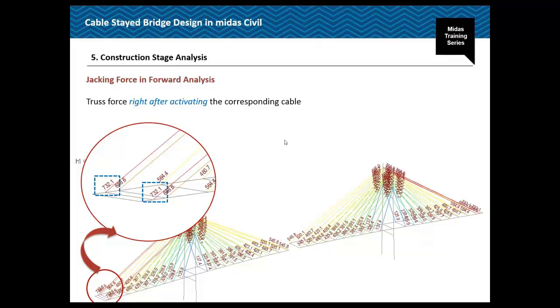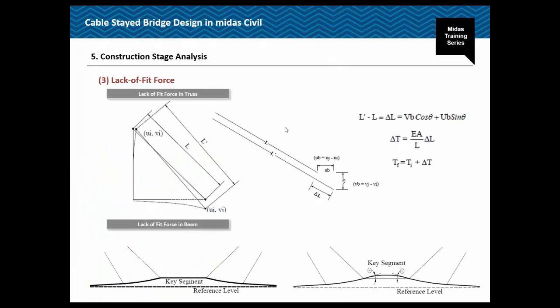So backward analysis or forward analysis will be chosen by the engineer depending on the type of the structure. Backward analysis has many limitations. So for a concrete girder or a non-symmetrical cable-stayed bridge, we should go for the forward analysis. And how can we find the cable jacking force more easily in Civil? There are two methods in Civil. One is, you may know, the Lack of Fit Force.